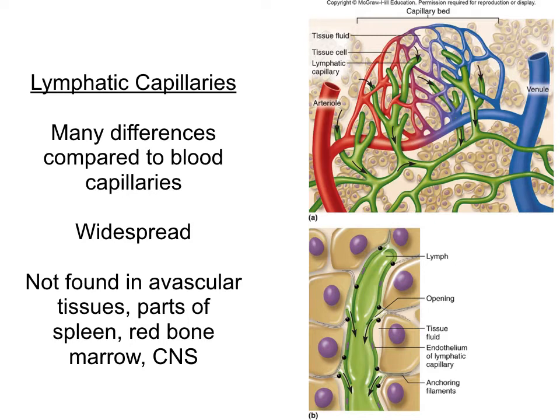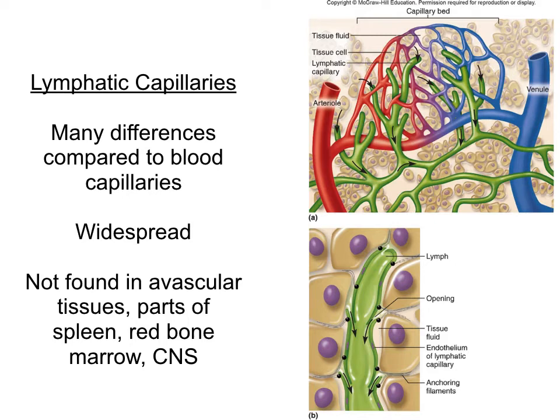Lymphatic capillaries are very different when you compare them to blood capillaries. As you can see here on the screen at the top, you've got an arteriole on the left, a venule on the right, and you can see the capillary bed highly branched connecting the two. And then interwoven between these capillaries, you have these green structures, kind of looking like kelp or seaweed in the ocean. These green structures are your lymphatic capillaries.